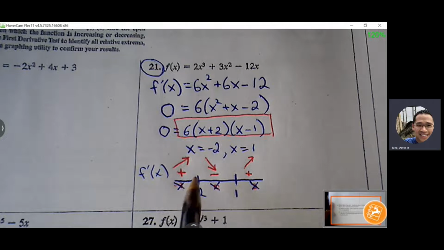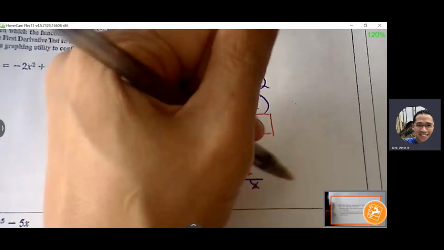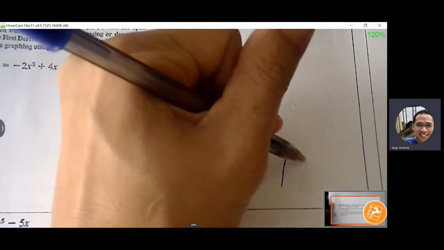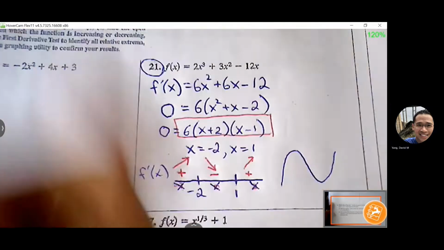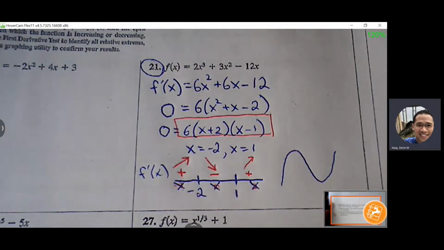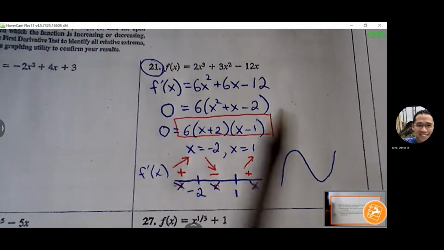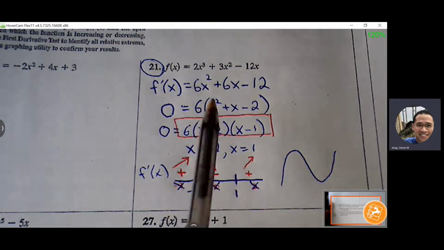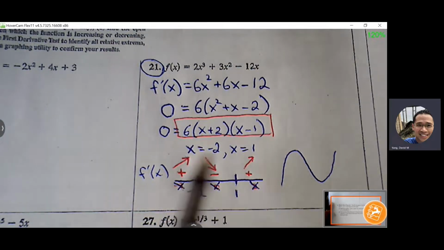Now, we can have an idea how the graph is going to look, right? The graph's going to rise, fall, and rise again. So the graph is going to have this shape. We may not know exactly where these ordered pairs are, because we'll have to look at the original function, but at least just by the slope sign line, we have an idea how the graph is moving.